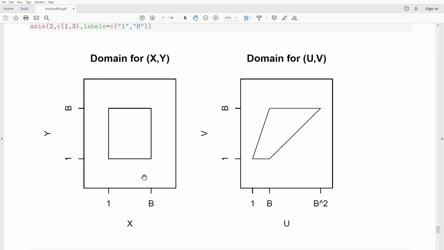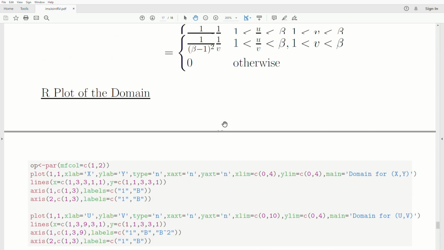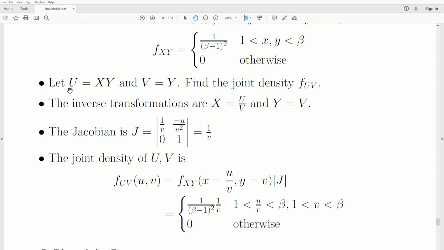So the domain for X and Y, they're both uniform 1 to beta. And so their joint density is this rectangle here, this square. And then when we transform it using this transformation, U is X times Y and V is Y.